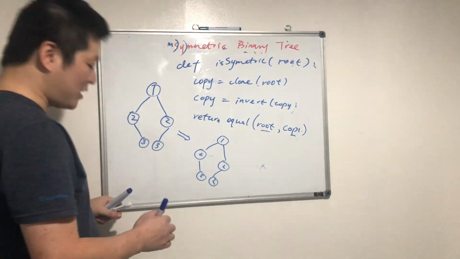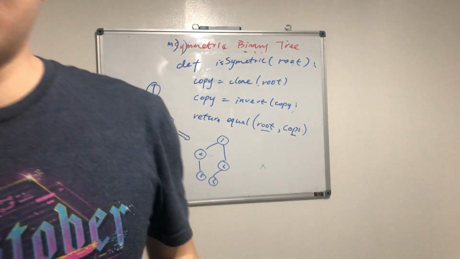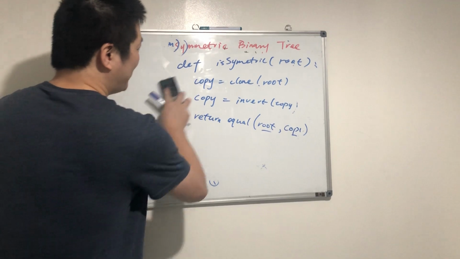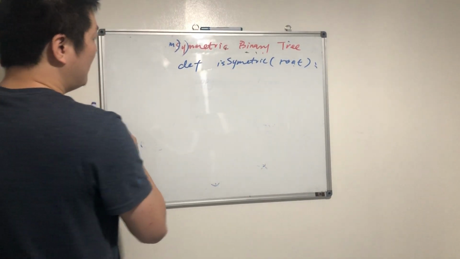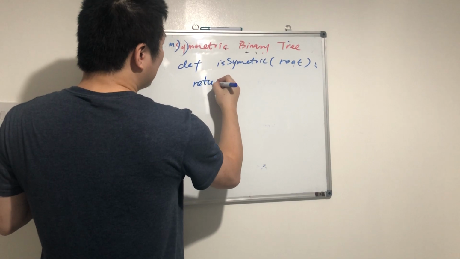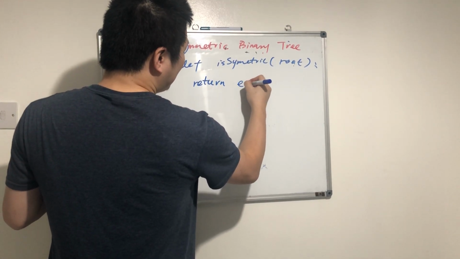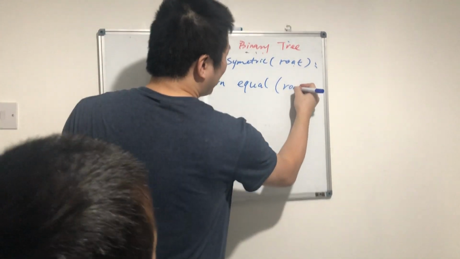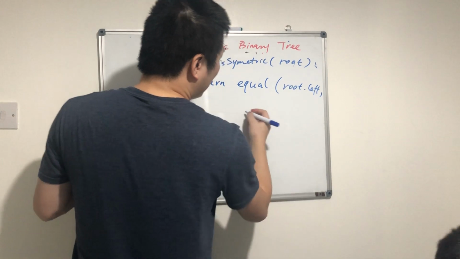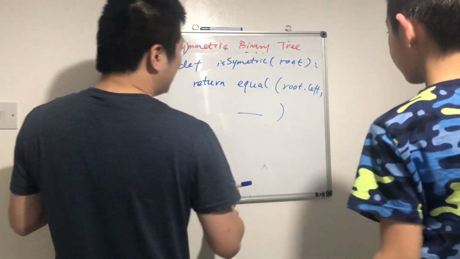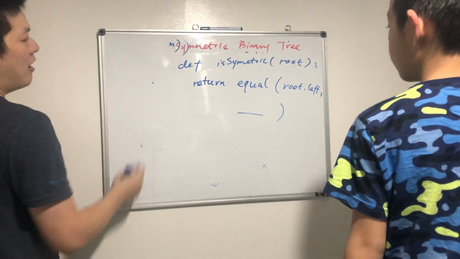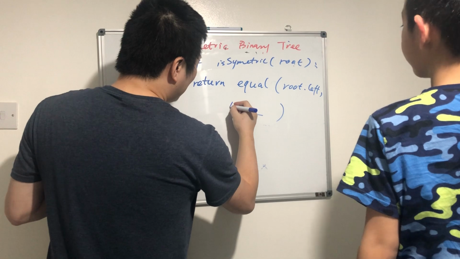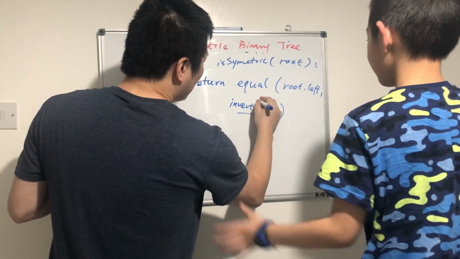No. We actually don't need to clone it. Why? Look, if we are allowed to modify it, we can just do this. You tell me, okay? Return as the same, equal what? Root the left, plus something here. Root dot right? No, of course not. Why is it left, right? No. There's something: clone, invert. Root the right.